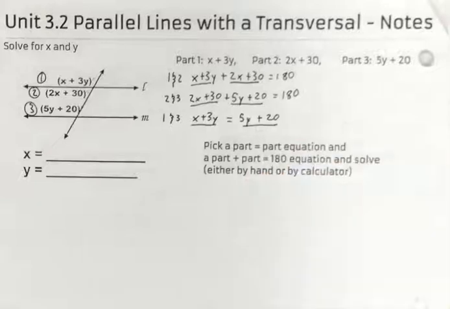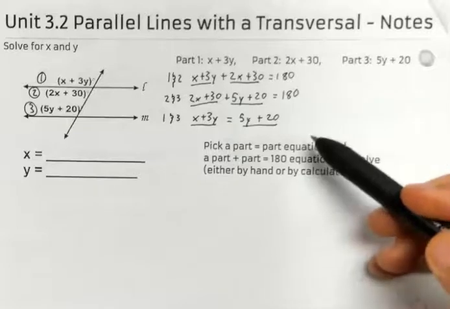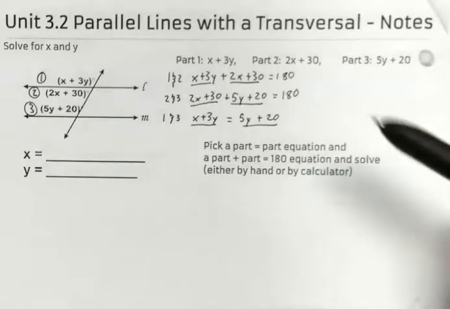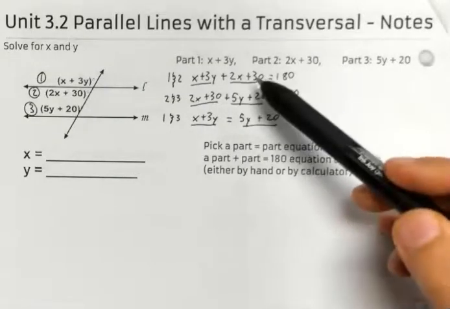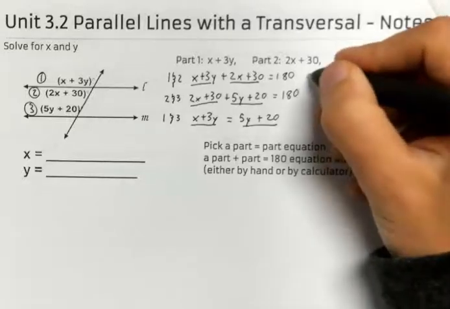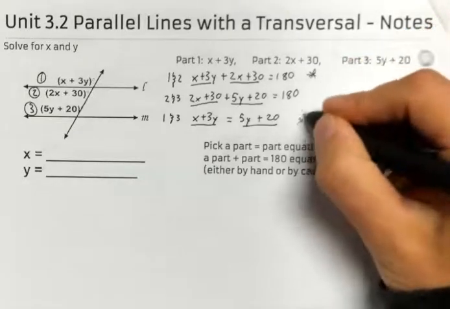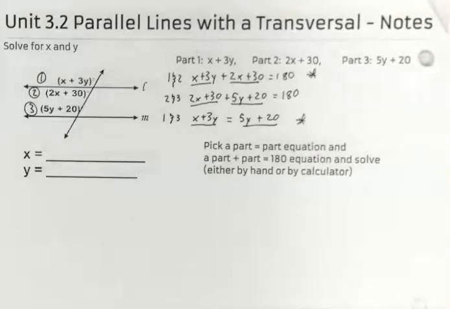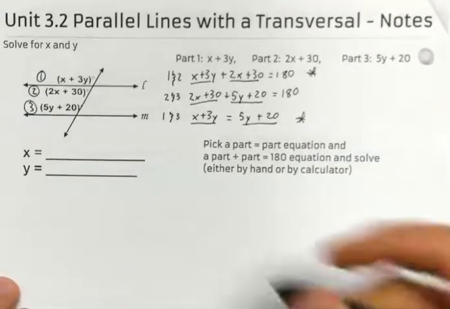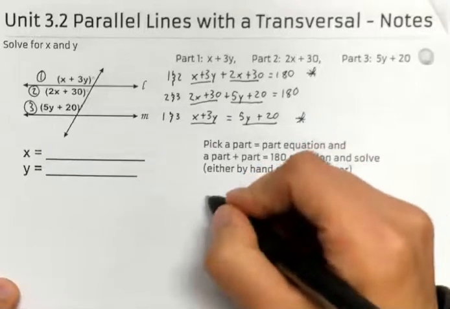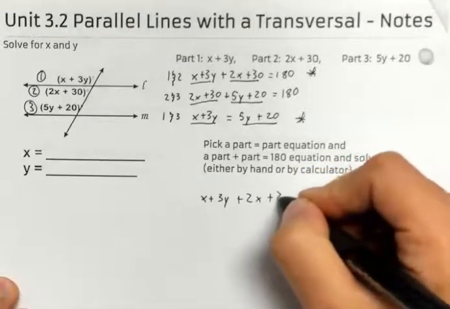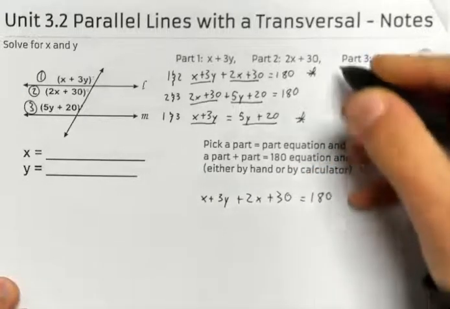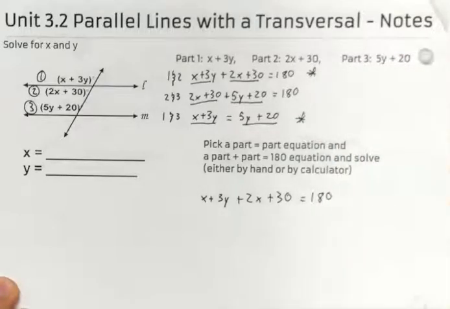The first thing we're going to have to do is pick one equation that adds up to 180 and one equation where we have part equals part. Well, this one has bigger numbers, so I'm just going to go with the first one. So I'm going to go with this equation and this equation. All right? So I'm going to rewrite them down here, and I get x plus 3y plus 2x plus 30 equals 180. So that's this first one.